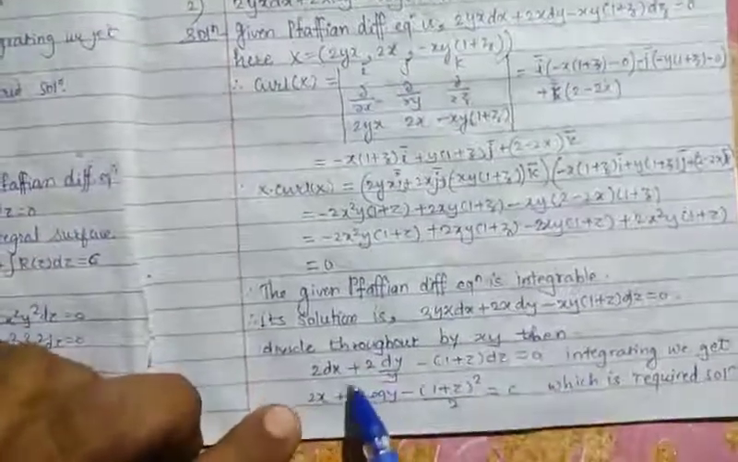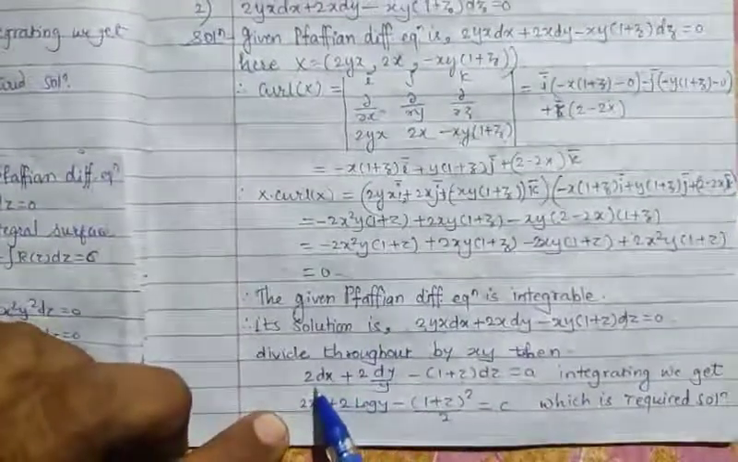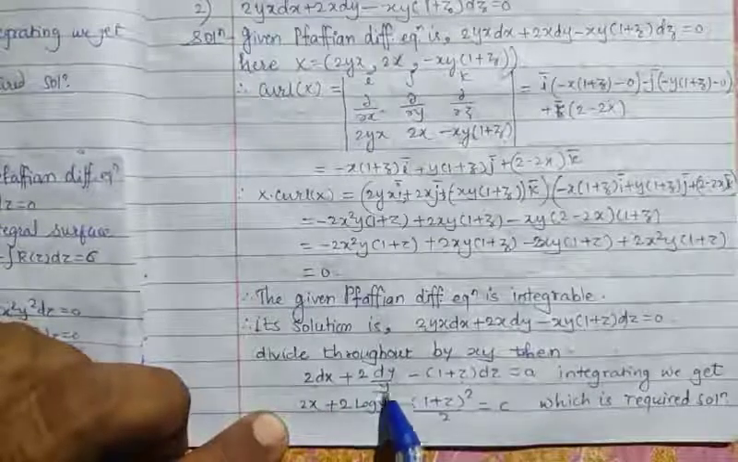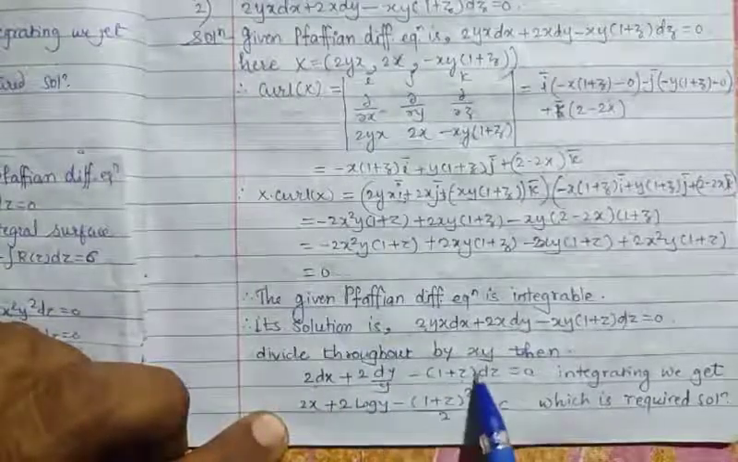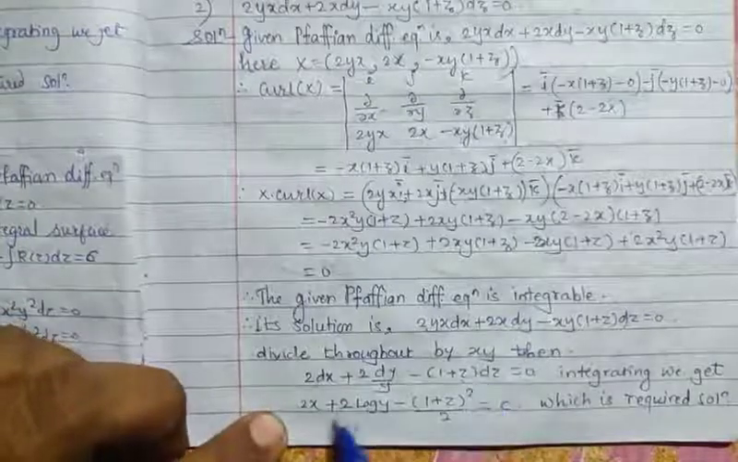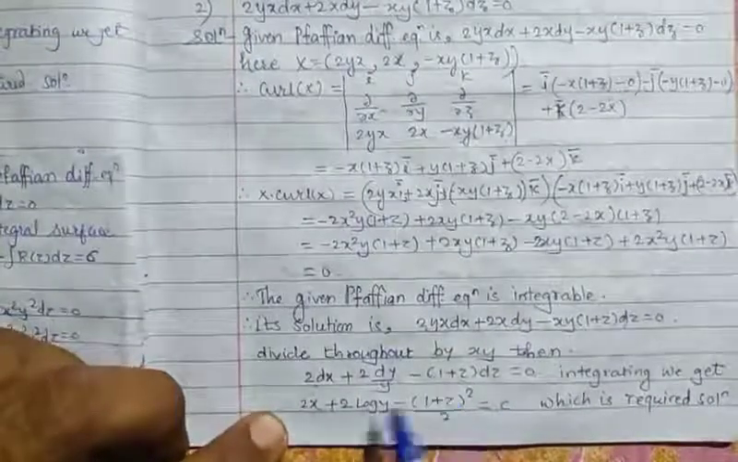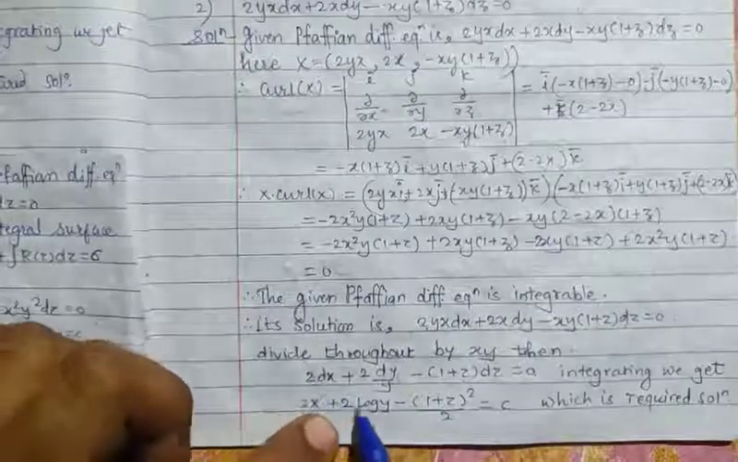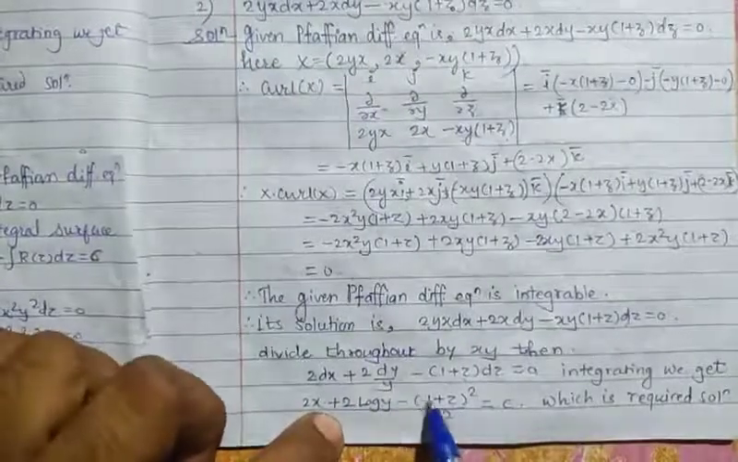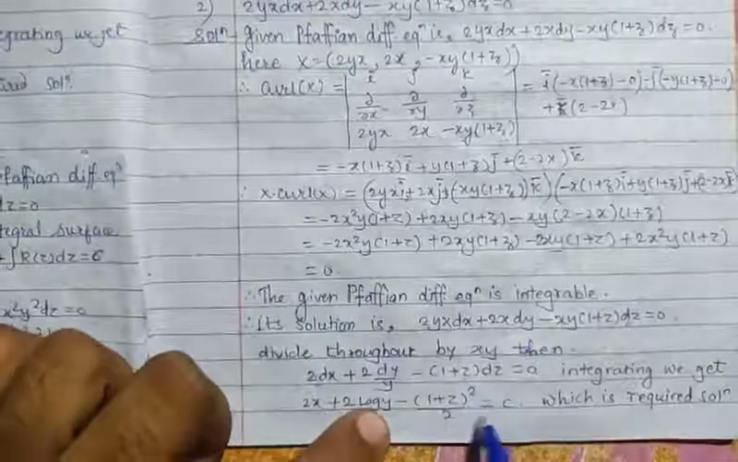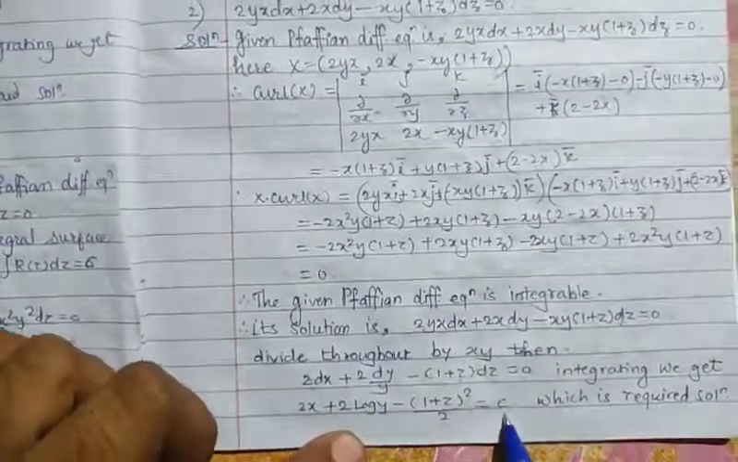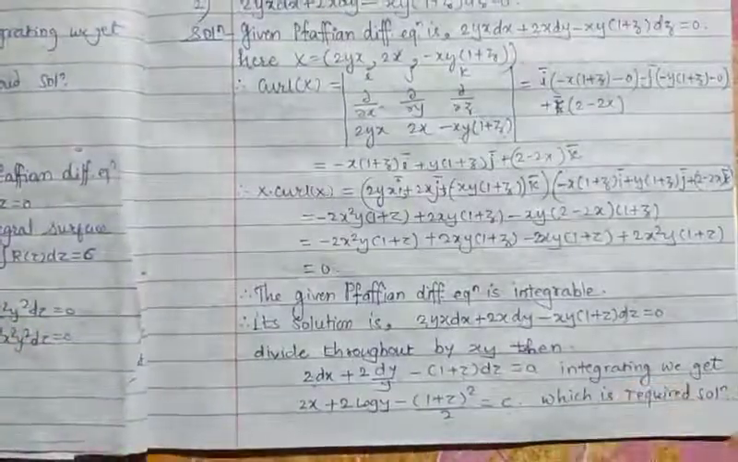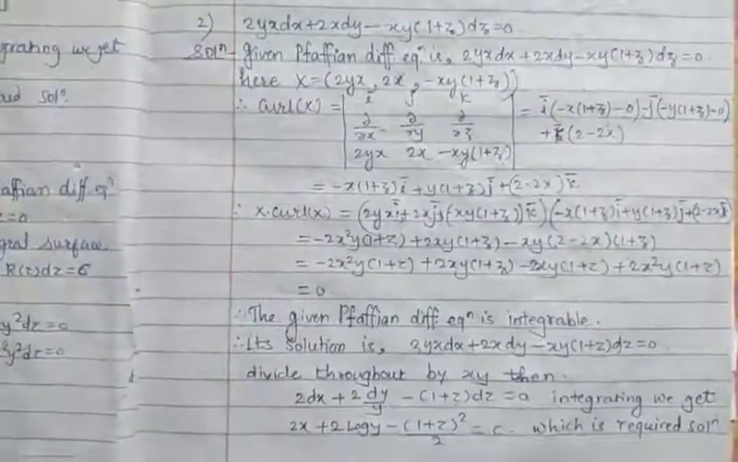So this is the variable separable form. Here the coefficient of dx is constant, the coefficient of dy is 2 upon y. So this is terms of y and this is again terms of z. Okay, so this is variable separable form. So after integrating, what do we get? Integrating, we get 2x plus 2 log y minus (1 + z) squared upon 2 is equal to c, the constant of integration. So this is the required solution of the given Pfaffian differential equation, right?